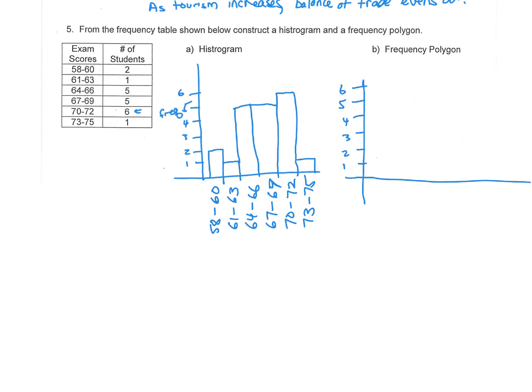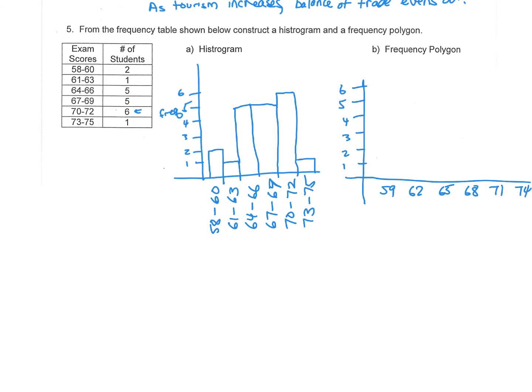Then for the frequency polygon, we're also going to have a frequency that goes to 6. But now we're going to get the middle values for each of these. The first group, 58 to 60, has 59 as the middle value. The middle value between 61 and 63 is 62. Then 65, 68, 71, and 74.